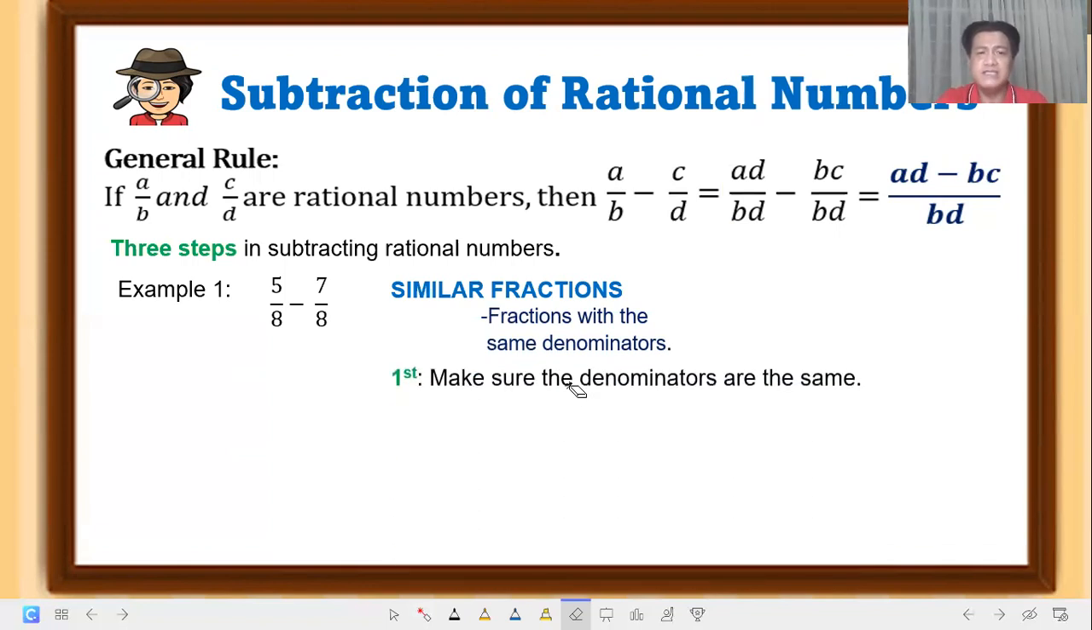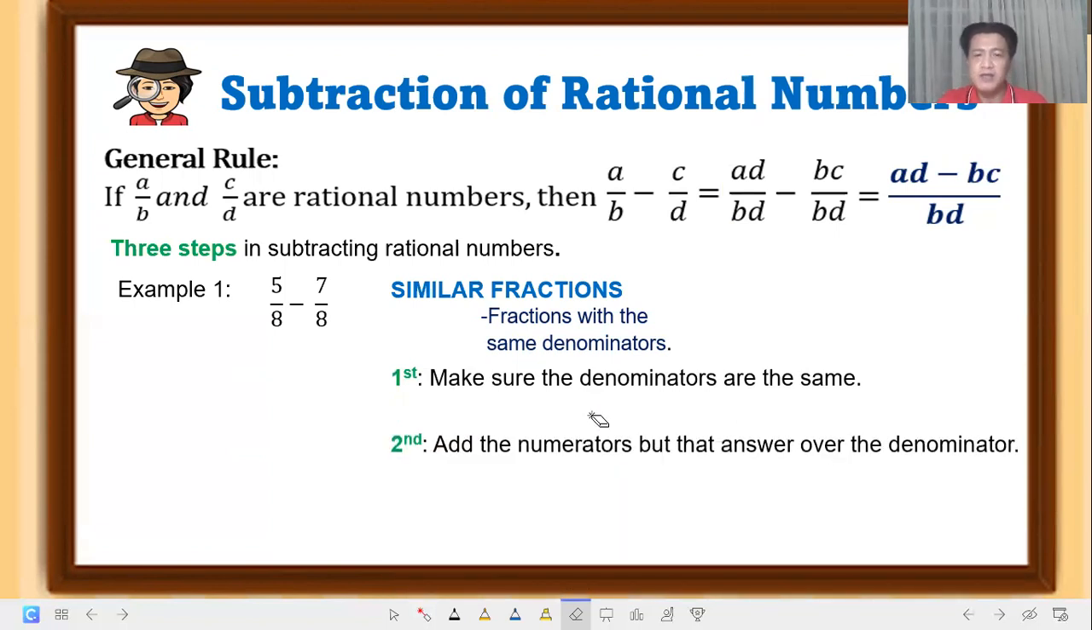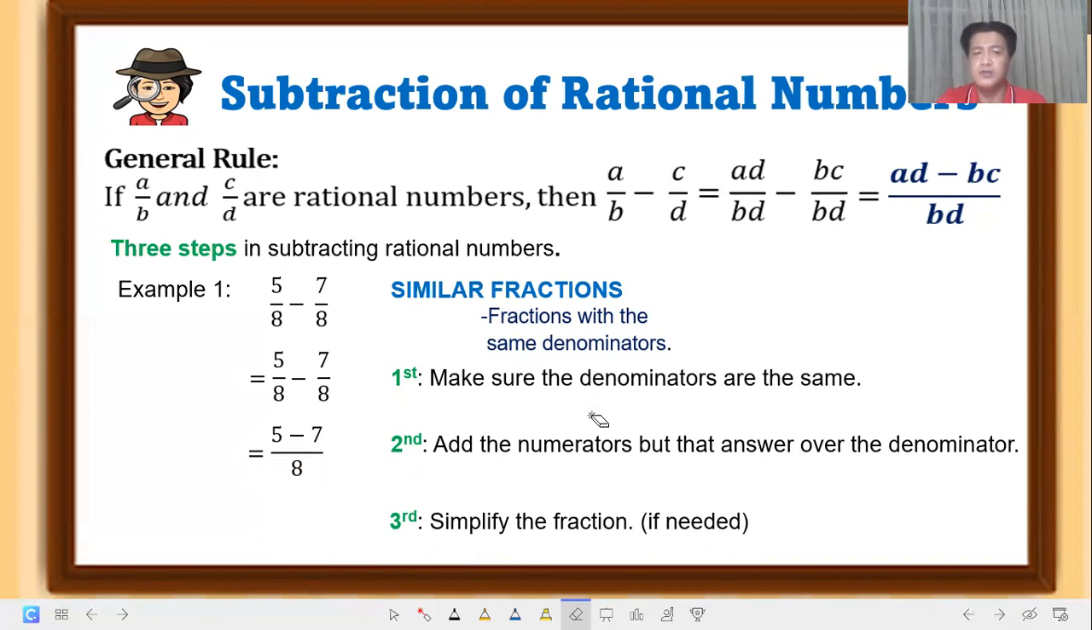So all we have to do is step 1, make sure the denominators are the same. Step 2, add the numerators but keep the answer over the denominator. And step 3, simplify the fraction if needed. Okay, so since this is similar, just copy as is and you are going to simply subtract the numerators. What is 5 minus 7? That is equal to negative 2.